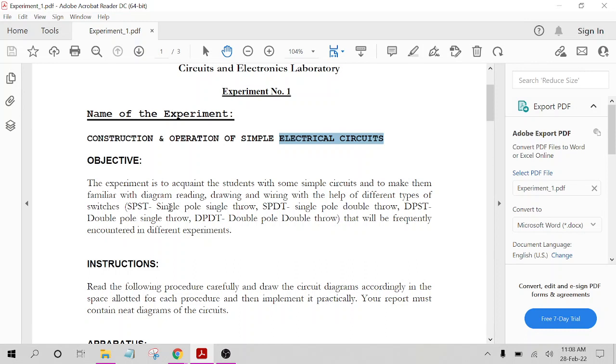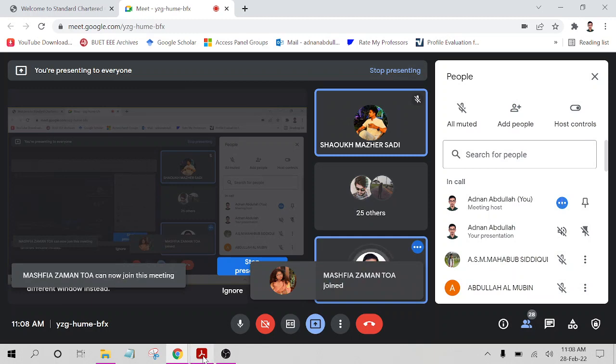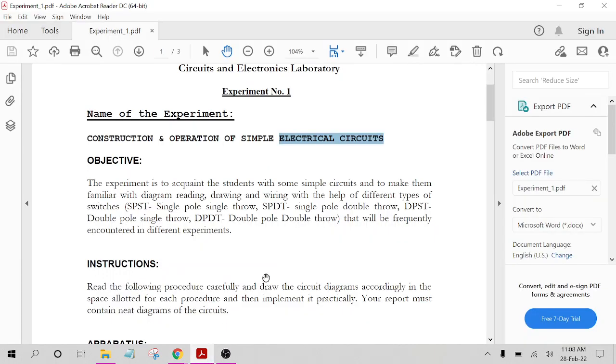Now what is mechanical switch? The type of switch that we use in our everyday life. We just turn on the switch or turn off the switch by pressing it, right? So this type of switch is called mechanical switch, which needs to be turned on or off mechanically. And electronic switch is the switch that can be turned on or off using an electronic or electrical signal.